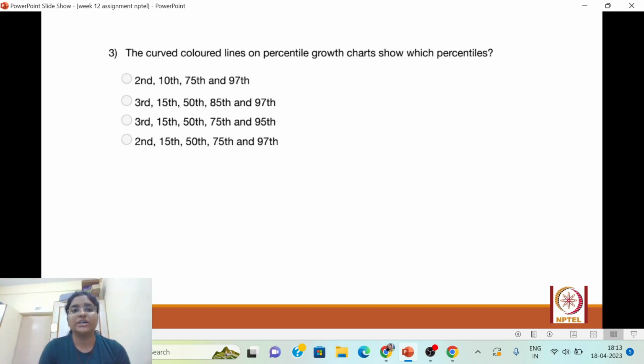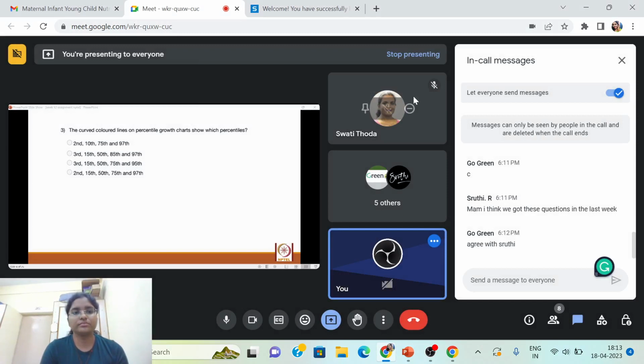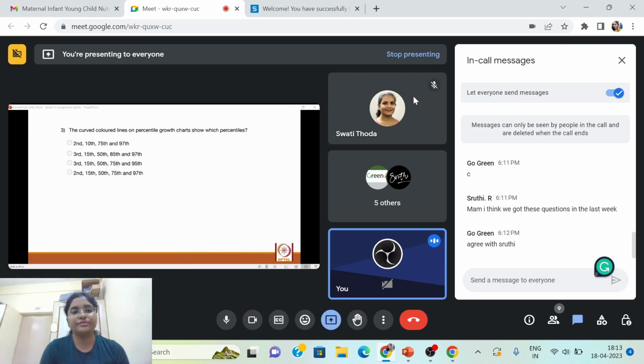The curved colored lines on percentile growth charts show which percentiles? Second, 10th, 75th, and 97th. Third, 5th, 50th, 85th, 97th. Third, 15th, 50th, 75th, and 95th. Second, 15th, 50th, 75th, and 97th. I think these questions are discussed in the lectures, so I hope everyone knows the answers. Let's see.